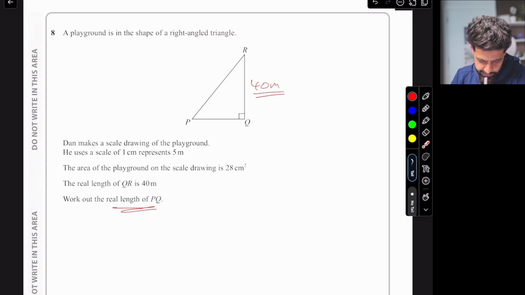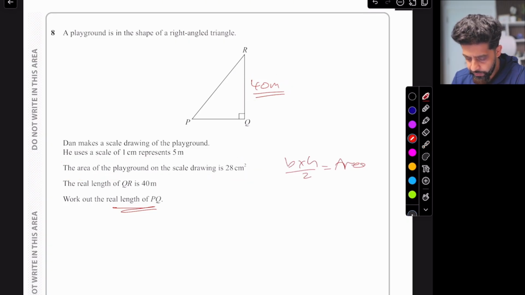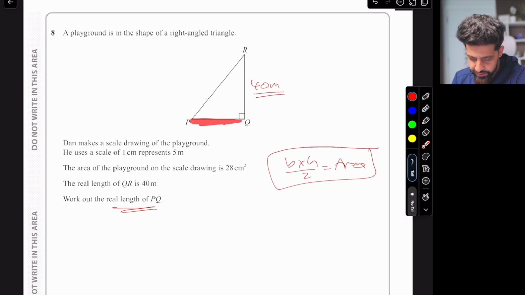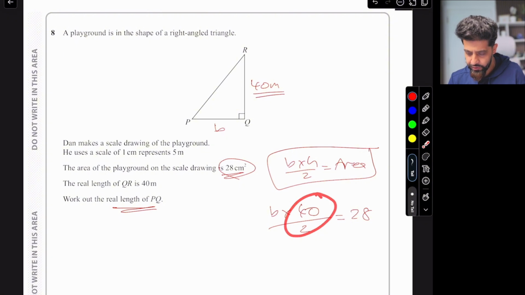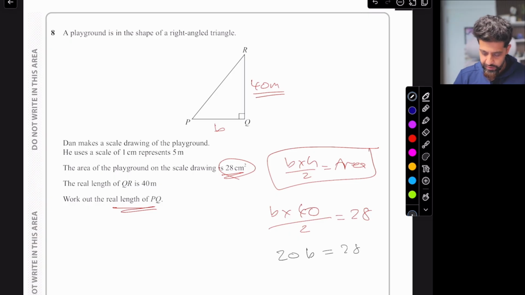Okay, we've got the area. What we can do is use that to work out base times height divided by 2, that's the area of a right angle triangle. That will allow us to work out PQ, PQ being the base. So base times the height, which is 40, divided by 2 is the area, which is 28, given to us. So we get 20b is equal to 28. Therefore b would be equal to 28 divided by 20, that is 1.4 meters.